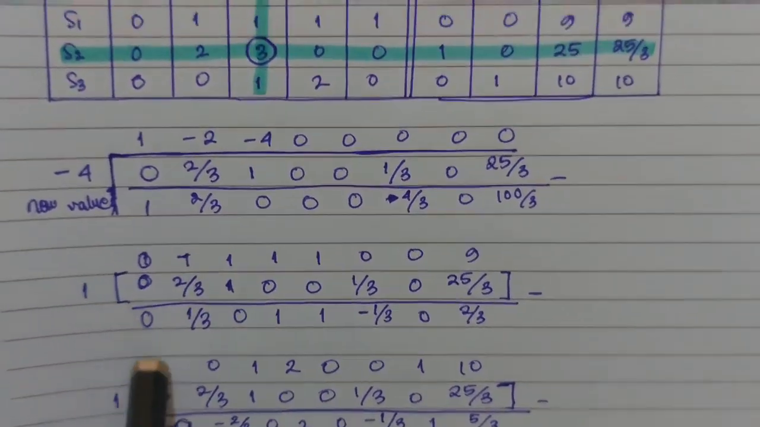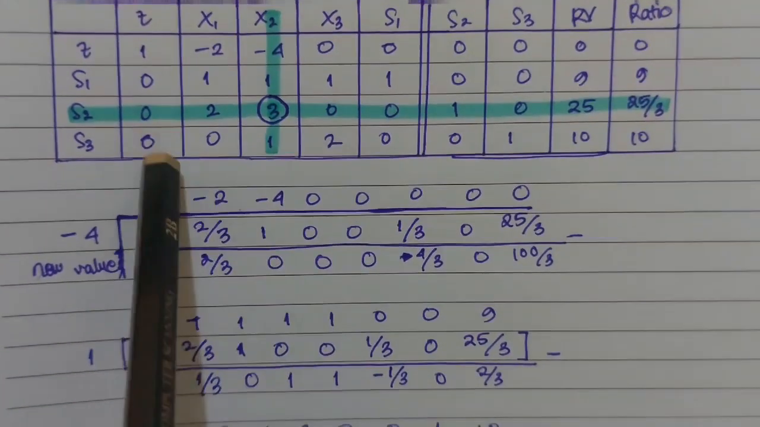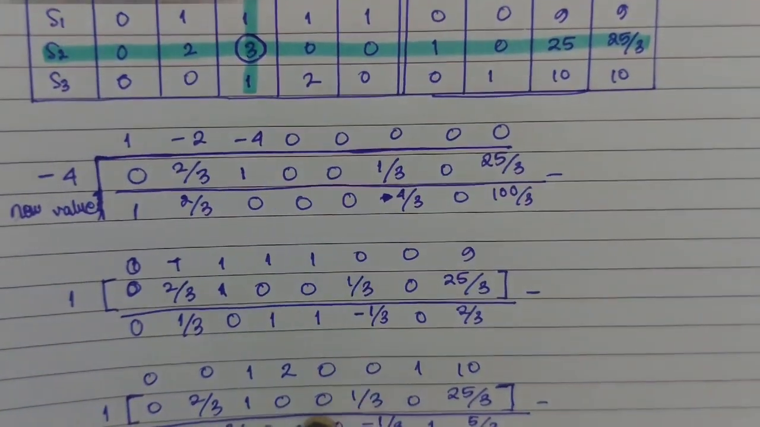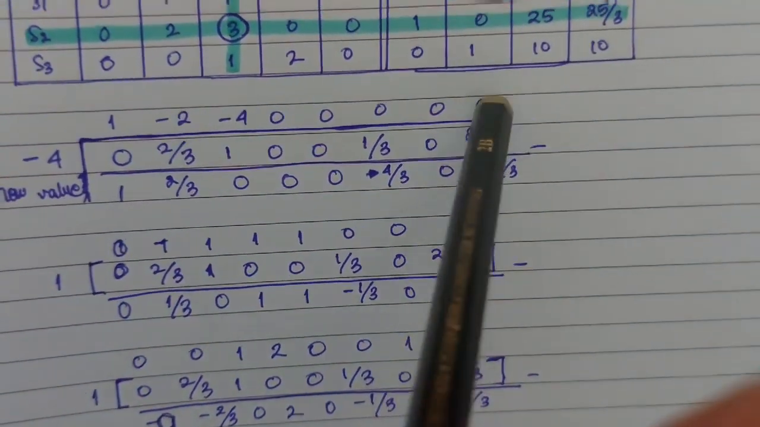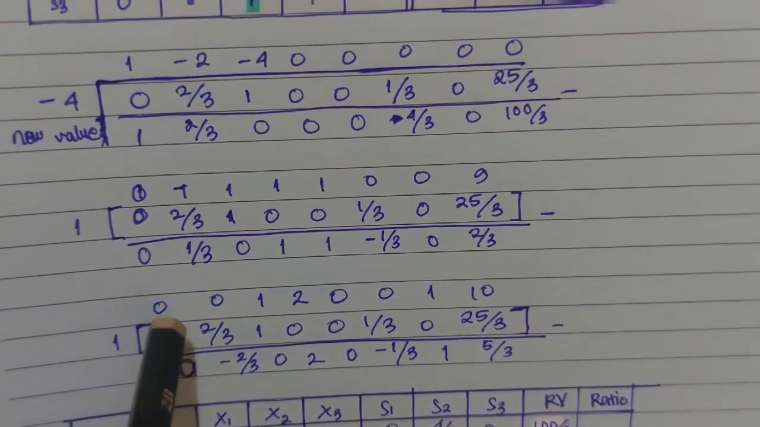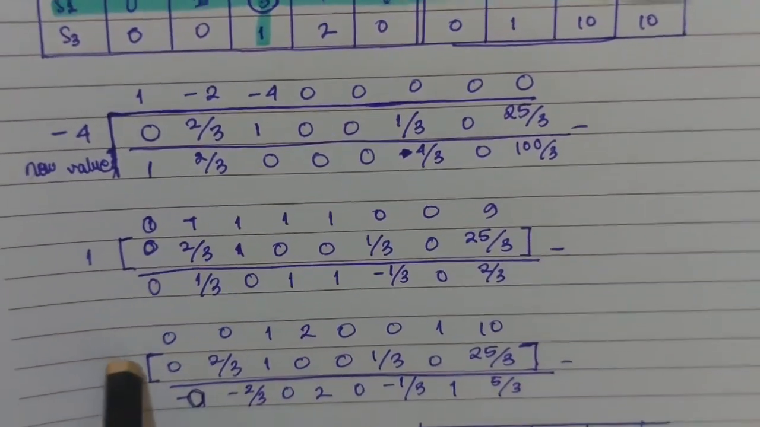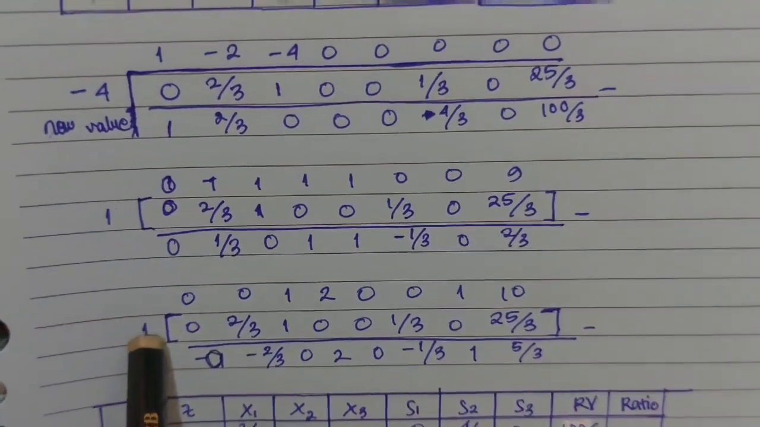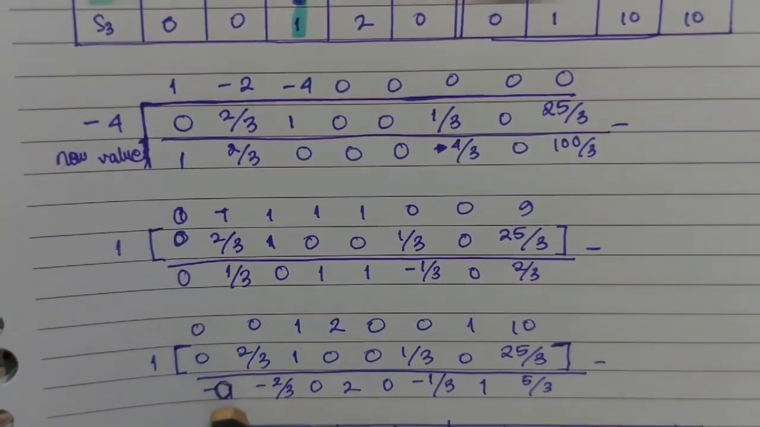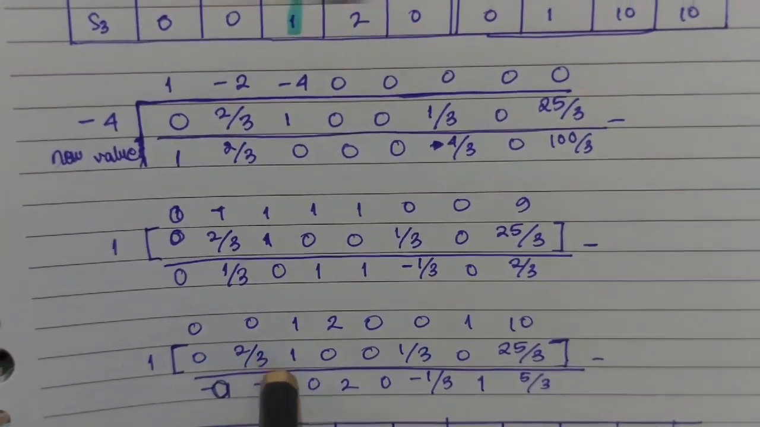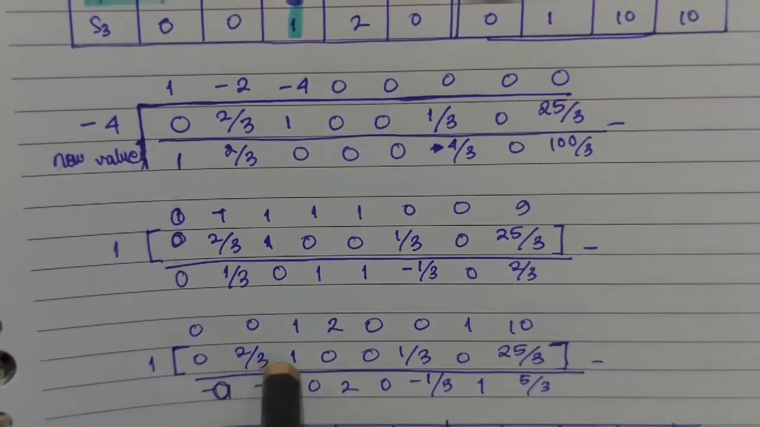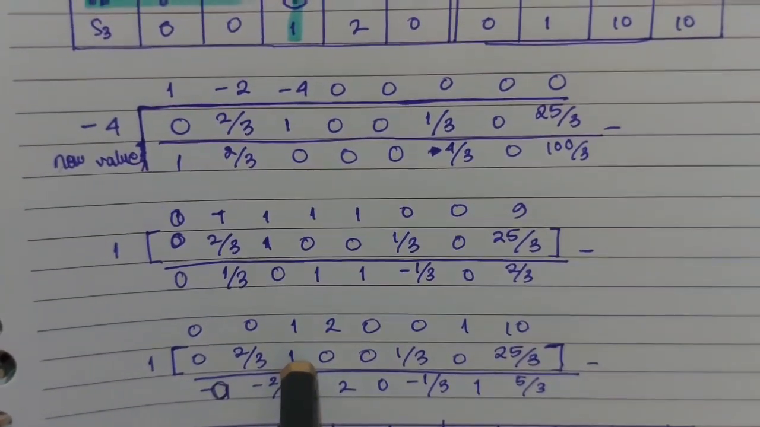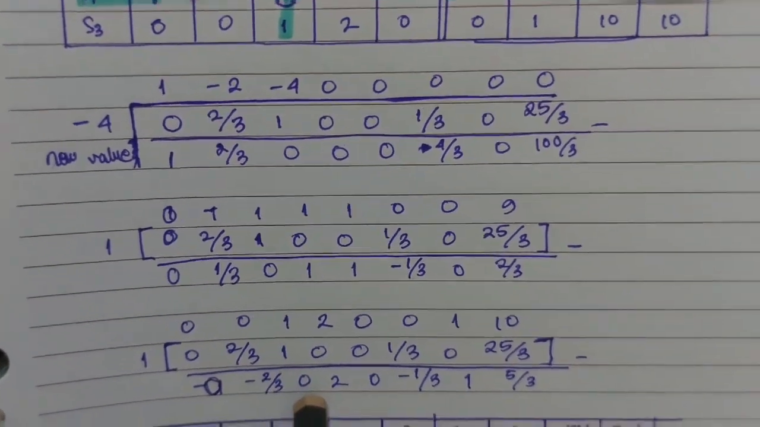The last one is from here. So we put S3 here, 0, 0, 1, 2, 0, 0, 1, and 10. And we put here same as before. And we put 1 here because the last value of this column is 1. And 1 times 0 is 0, 0 minus 0 is 0. 1 times 2 per 3, and 0 minus 2 per 3 is minus 2 per 3. 1 times 1 is 1, 1 minus 1 is 0, and etc.